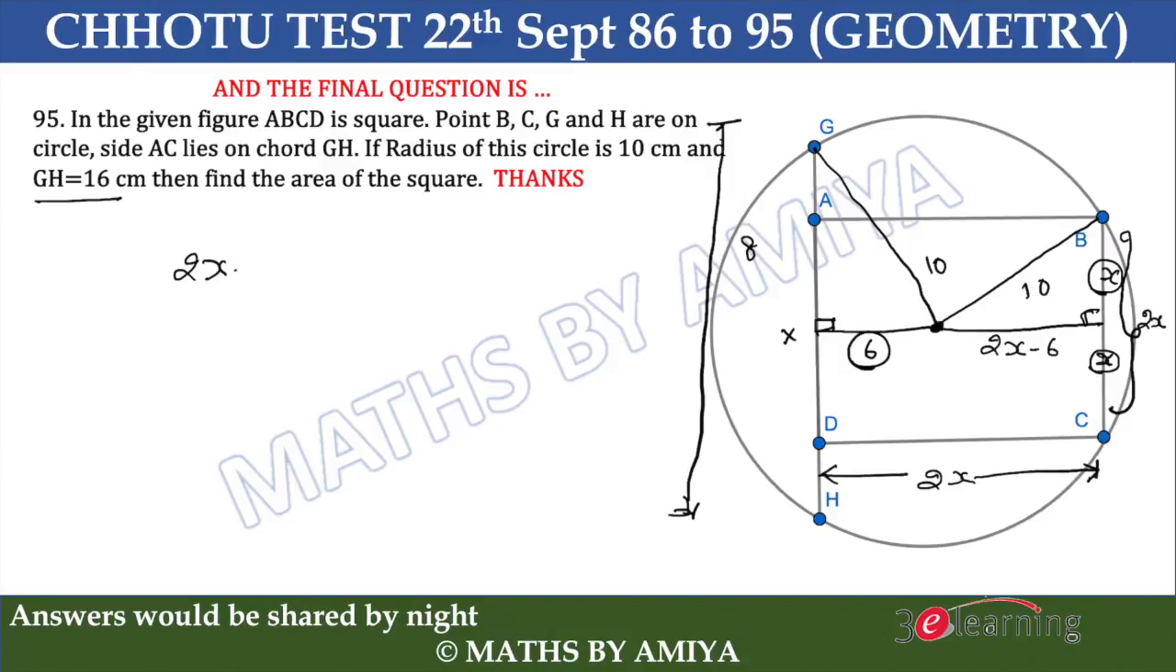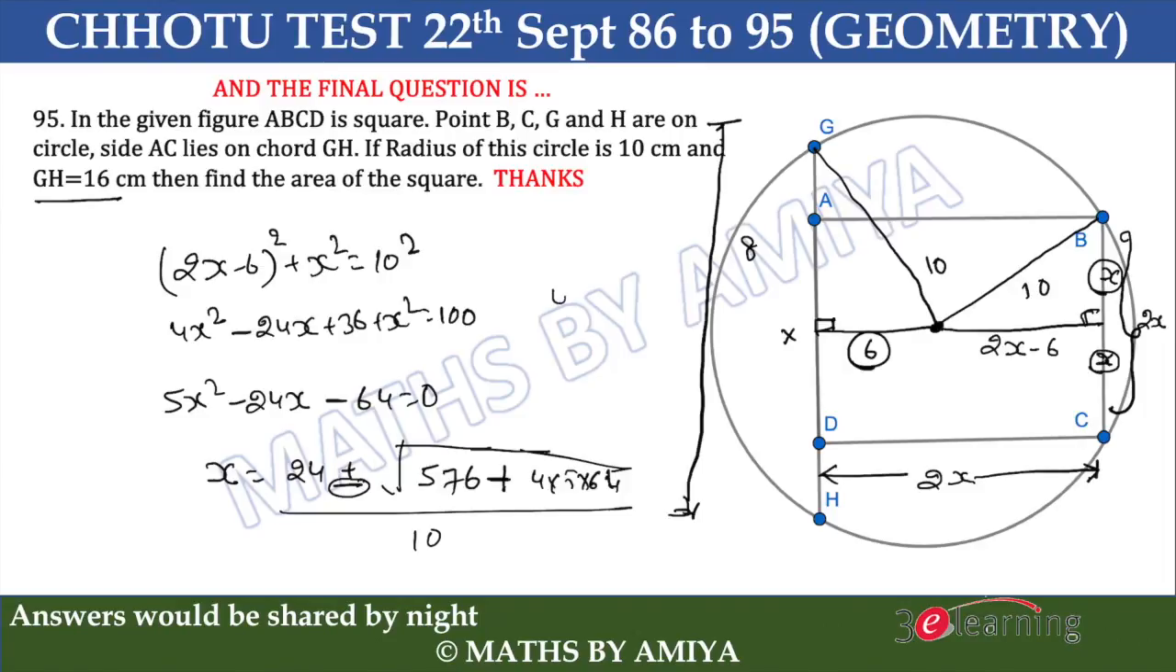So we have (2x minus 6) square plus x square is nothing but 10 square. And we have to solve the quadratic equation to find x. We need to find the area, which is nothing but 4x square, and you have to do the calculation and solve for the value. No shortcut for this question. Okay, so this one is the method. Solve and get the answer.